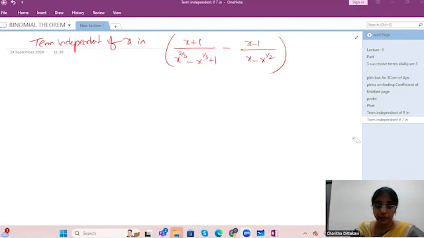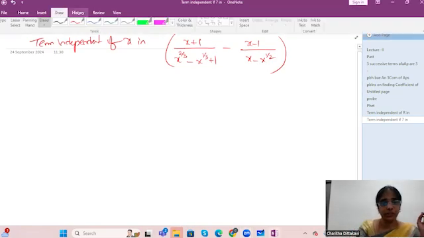Now for the question, term independent of x in x plus 1 by x power 2 by 3 minus x power 1 by 3 plus 1 minus x minus 1 by x minus x power 1 by 2. Yes, I am right at writing the question. Right. So you are having so much of glitch in your denominators there, isn't it? So you have 3 terms in the denominator.